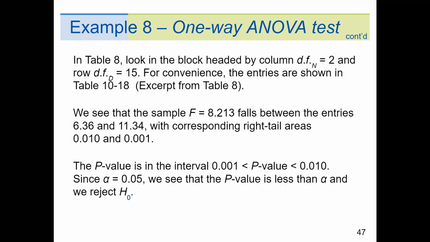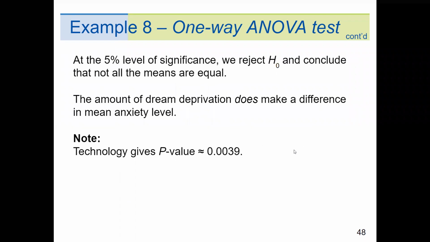Since alpha is 0.05, we see that the p-value is less than alpha, and we reject the null hypothesis. At the 5% level of significance, we reject the null hypothesis and conclude that not all the means are equal. The amount of dream deprivation does make a difference in mean anxiety level. Note, technology gives the p-value of 0.0039.